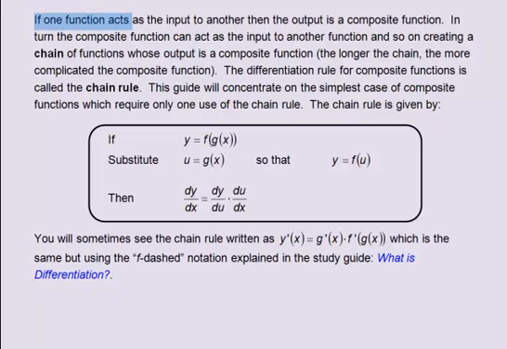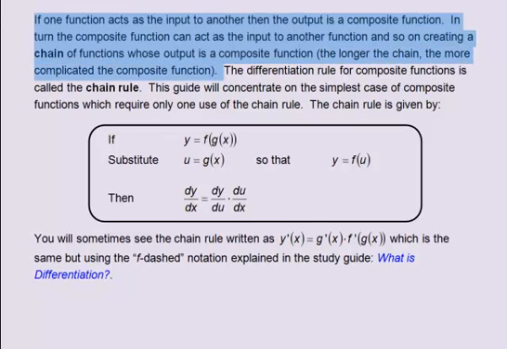If one function acts as the input to another, then the output is a composite function. In turn, the composite function can act as the input to another function, and so on, creating a chain of functions whose output is a composite function. The longer the chain, the more complicated the composite function. The differentiation rule for composite functions is called the chain rule. This guide will concentrate on the simplest case of composite functions which require only one use of the chain rule.